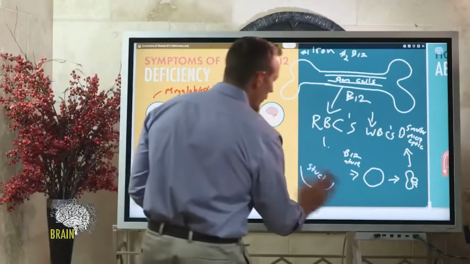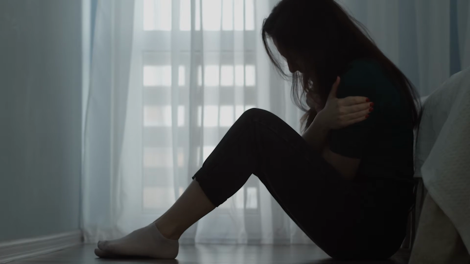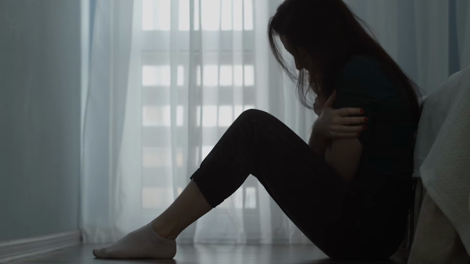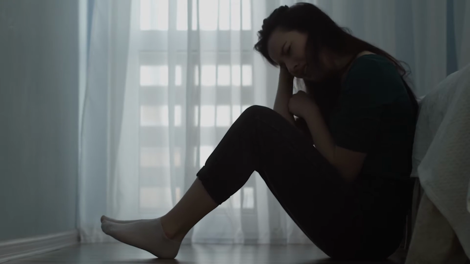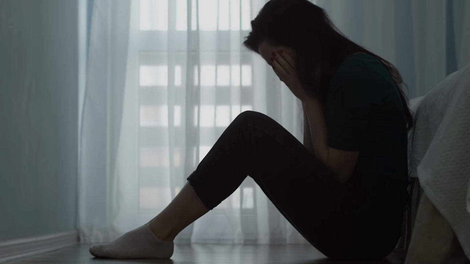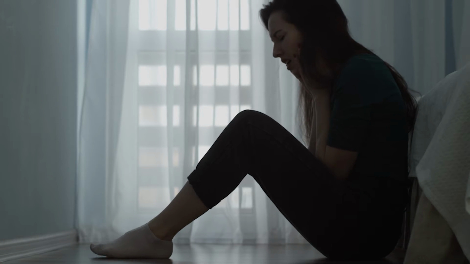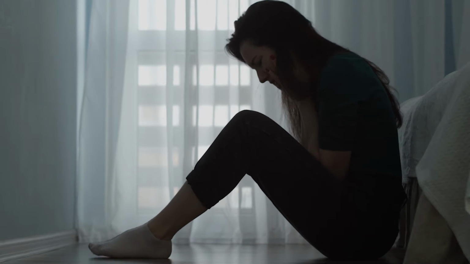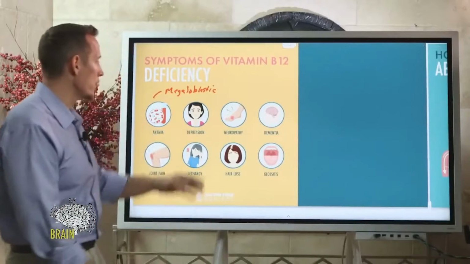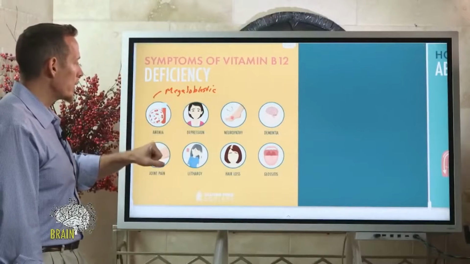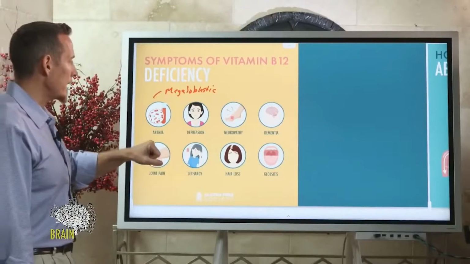Now, let's make some room here. B12 can also contribute to depression. It's actually one of the top causes of depression that I have seen clinically when people come in. A lot of times when we're looking at their nutritional status, depression is just a side effect that they have. We're measuring their nutrients, and we find vitamin B12 deficiency quite common in cases of depression.